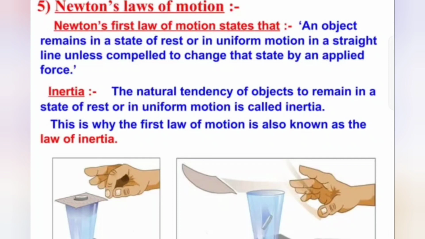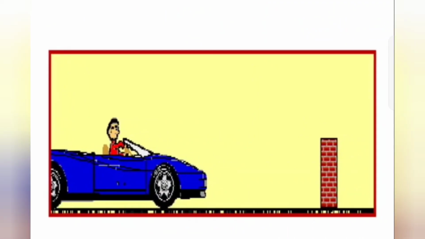Now take an example. If a person applies the brake slowly, then nothing will happen to you. If the person applies the brake suddenly, what happens? You move forward. Why? It is because of inertia of motion. So I hope you are able to understand.